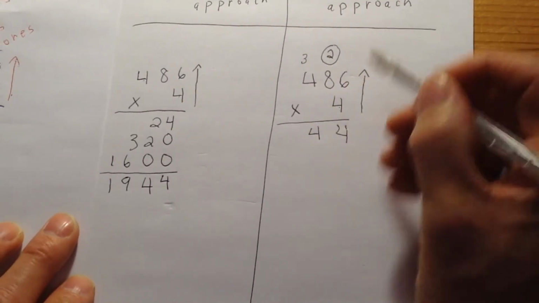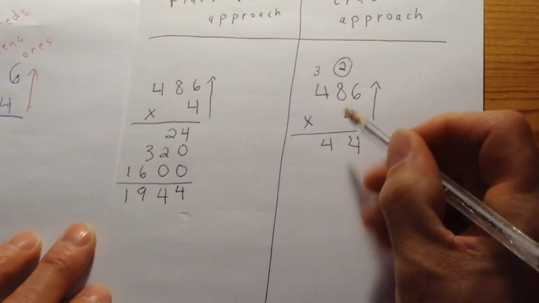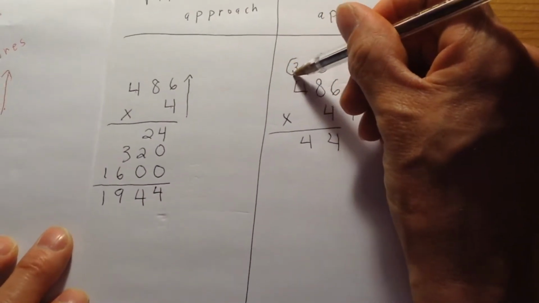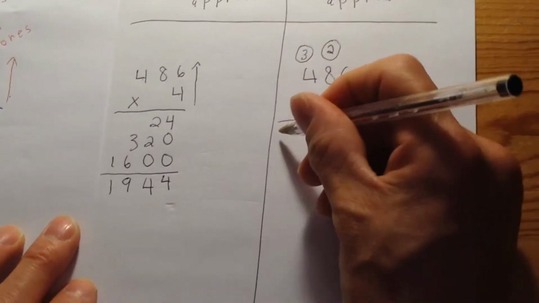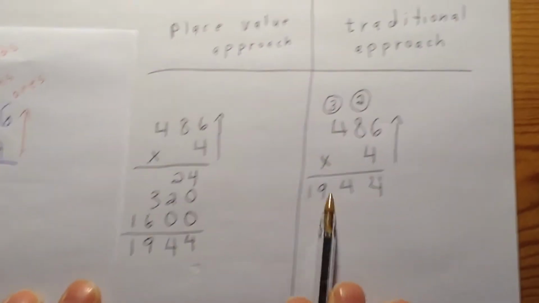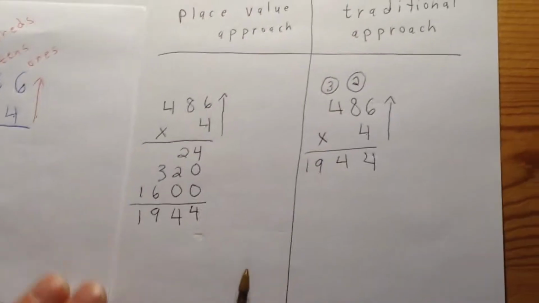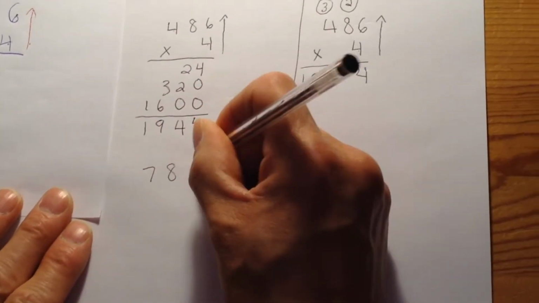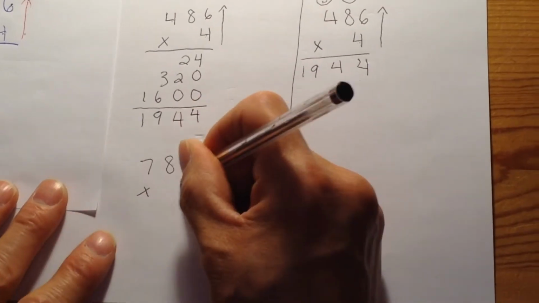34. Our final step is ones times hundreds. 4 times 4 is 16, and we're going to add 3, 17, 18, and 19. You can see that the result is the same, just two different ways to go about it. Let's look at one more sample, shall we? 789 times 6.